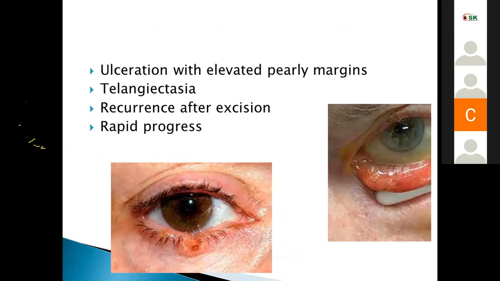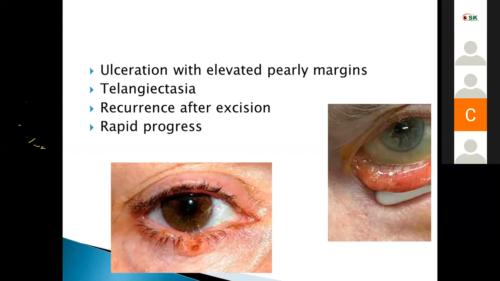Of course, ulceration. And a good thing about ulceration in malignancies, the ulceration is different. It is not normal. You can see that in some cases, it's like some tissue is being excavated or eaten away. You can see this lid margin has a gap here. So this is not a normal wound. Then of course, if you look at the borders, you can see they are elevated. And in some cases, they have a pearly appearance.